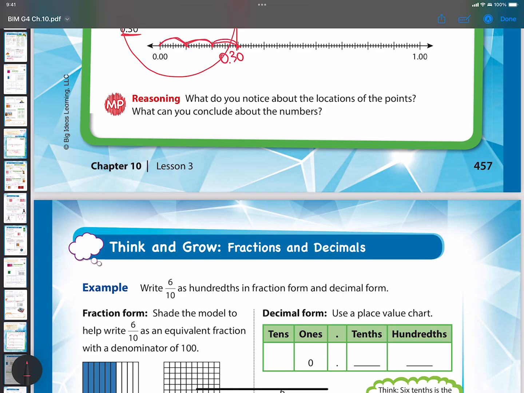So the reasoning. What do you notice about the locations of the points? Oh, we already did it, right? They have the same line, which means they line up. We can say they lined up. What can you conclude about the numbers? The numbers are all equal. So we can say the locations of the points line up, and then we can say the numbers are equal.